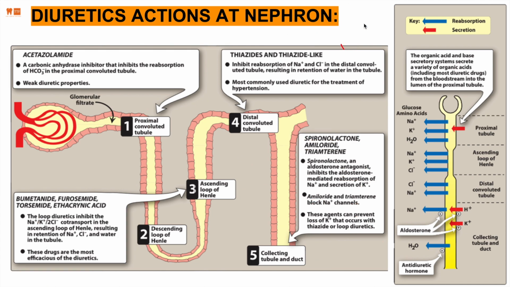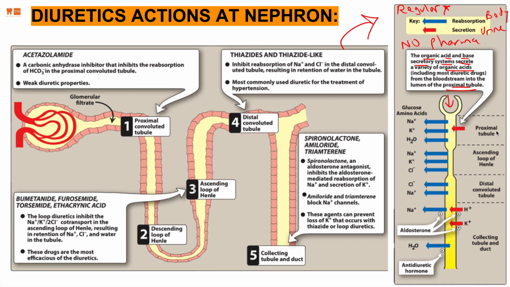Okay, now let's take a look at this from our diagrams. The blue arrow is reabsorption into the body. Keep that in mind. The red arrow is secretion into the urine. Okay, now before we move ahead, I want to make sure this is understood. This is regular body function. It's not about pharma. This is the regular body's function. Normally, the organic acid and base secretory system will secrete a variety of organic acids into the proximal tubule from the bloodstream. This is normal body function.